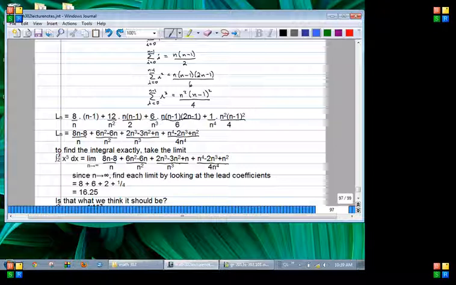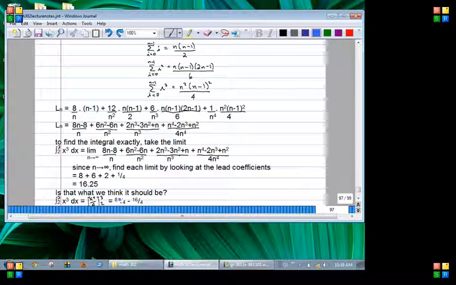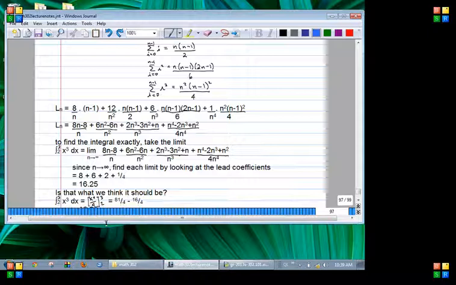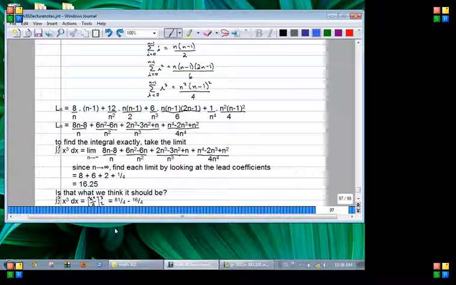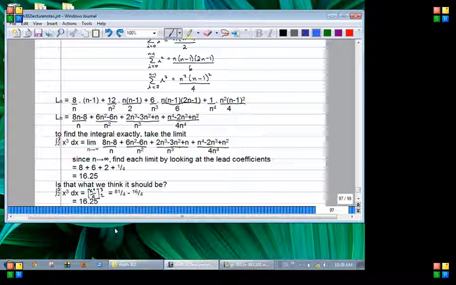So let's check it. The integral from 2 to 3 of x cubed dx is just x to the 4th over 4 evaluated from 2 to 3, which is, if you plug it in, 81 over 4 minus 16 over 4, which gives you 16.25. What's the point? It's a reasonable question to ask, what's the point of doing all that business? The point is, this is formally what has to be done if you want to prove it.